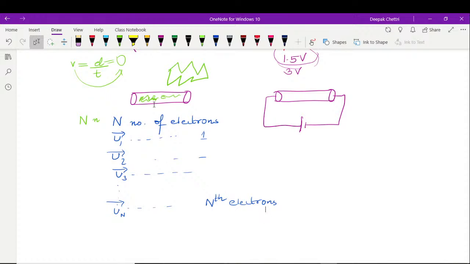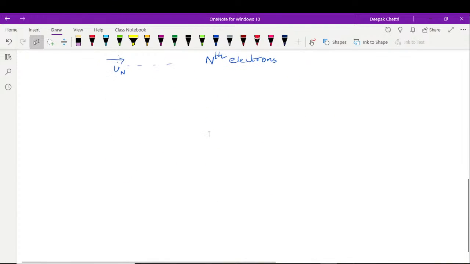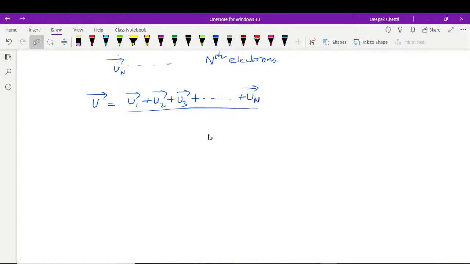Ultimately, your average velocity, which is written with a u vector, is u1 plus u2 plus u3 and so on till un, divided by the total number n. This will be 0.